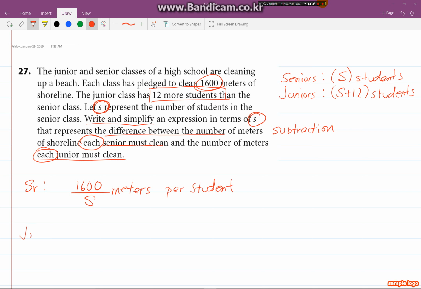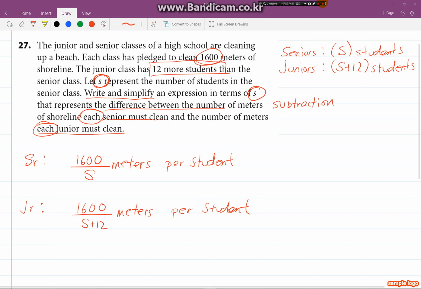Juniors will be using the same concept, 1,600 over S plus 12 meters per student. And since we're doing the difference, we have to subtract. And normally we want to subtract a smaller number from a bigger number.